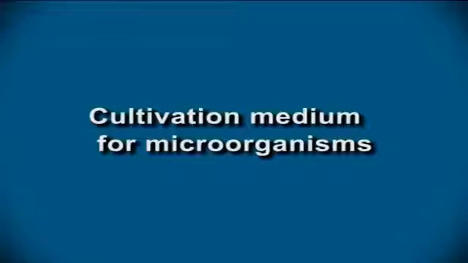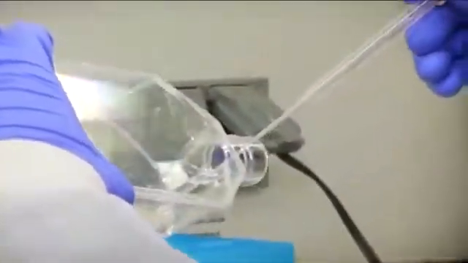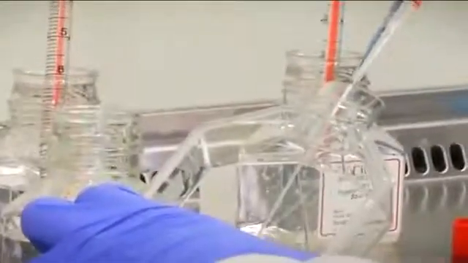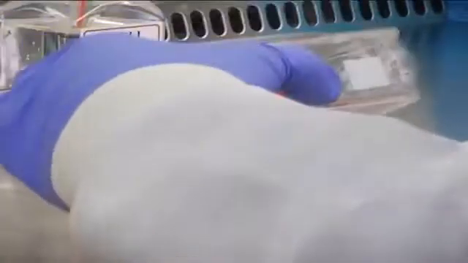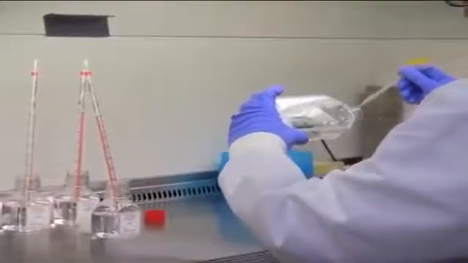Cultivation medium for microorganisms. For cultivation of microorganisms, we need to provide nutrients necessary for the organisms of interest. There are different ways to classify the media. Liquid media. When the required nutrients are provided in the form of a liquid, it is called a broth. The liquids are usually placed in a test tube or a flask.